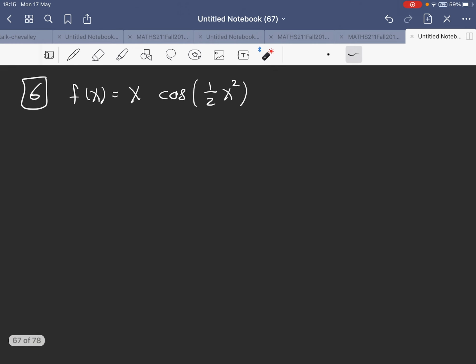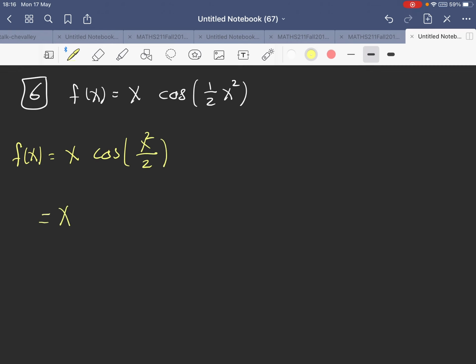Next example, we have x, and then we have cosine of something. So I guess we do the same thing as before. f of x equals x cosine of x squared over 2. Now for the cosine, I will do the expansion form now.